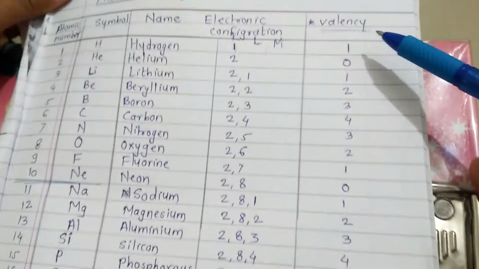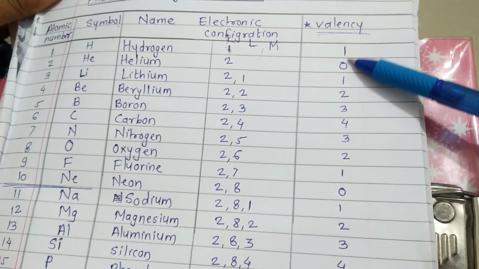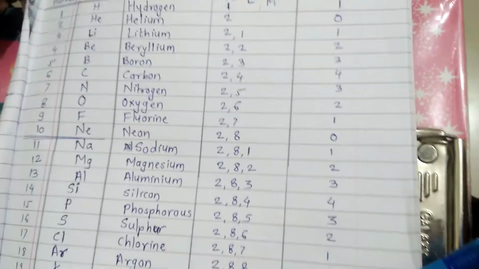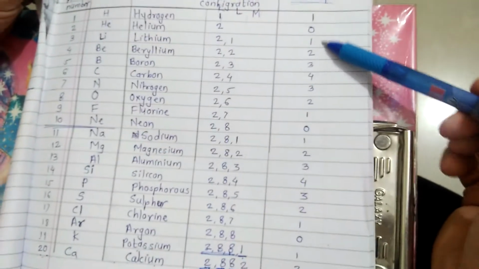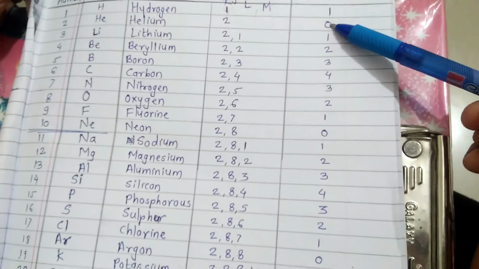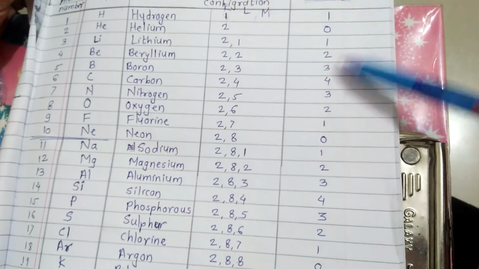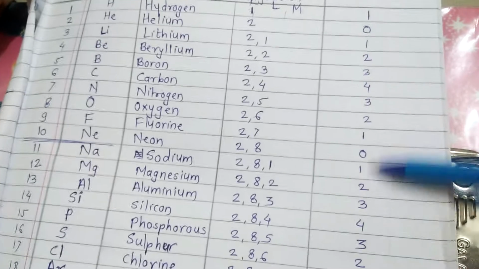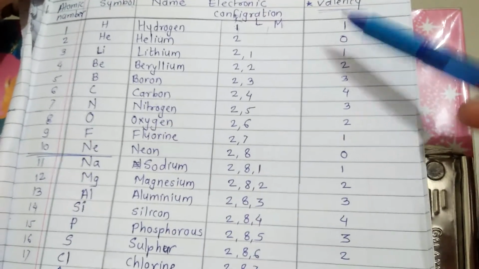Now we have to study a very interesting topic, that is valency. Now see, here I have written the valencies of the elements, and if you observe the numbers, they are always 0, 1, 2, 3, 4. In the valency column, we have not seen any 5, 6, 7 or 8 written. So we have to study valency now.